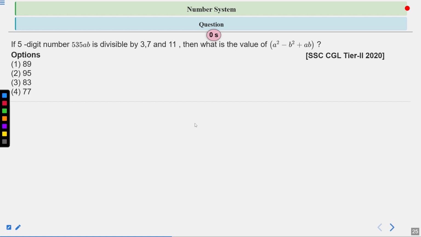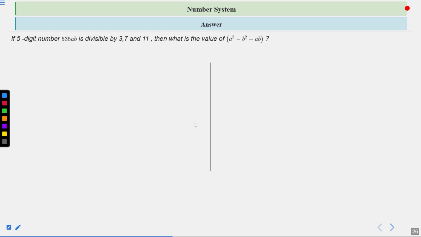Now time's up. Let's see the solution of this question. The question says that the 5-digit number 535AB is divisible by 3, 7 and 11. So what is the value of a square minus b square plus ab? First we need to calculate the values of a and b. We know the divisibility rules of 3, 7 and 11, so we apply them on that number and we can calculate the values of a and b. The correct answer of this question is the second, which is 95. Now see the detailed solution of this question using concept 1.3.